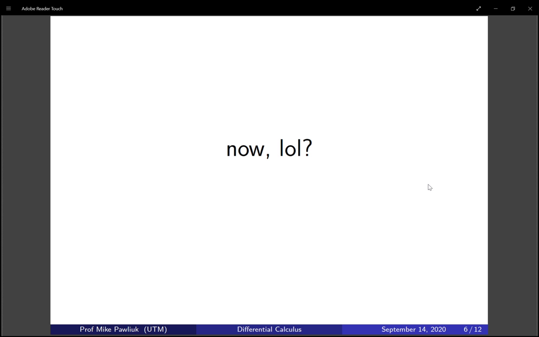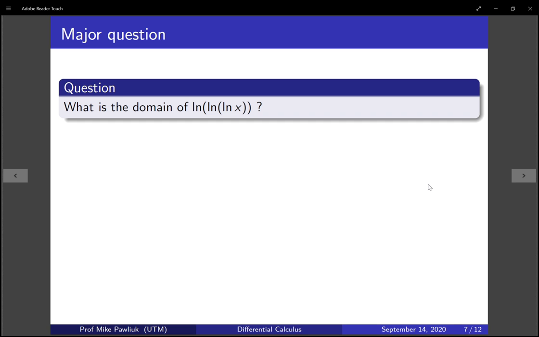Well, we're going to be using log of n, and we're going to be dealing with a question related to it. So our question is, what is the domain of log of x? So how do we even start this question? It looks so complicated.